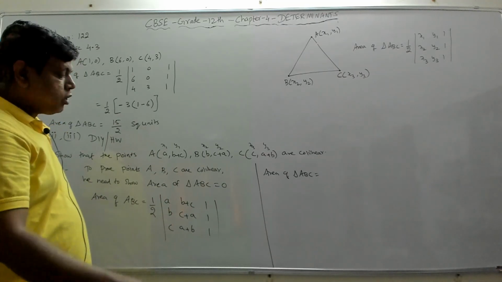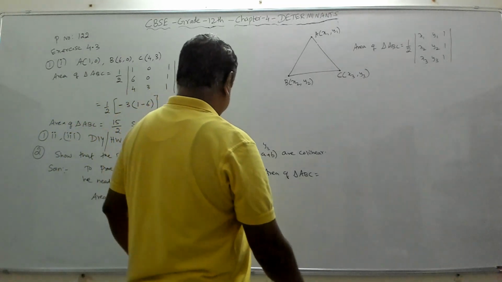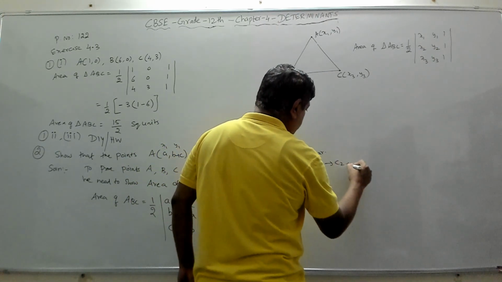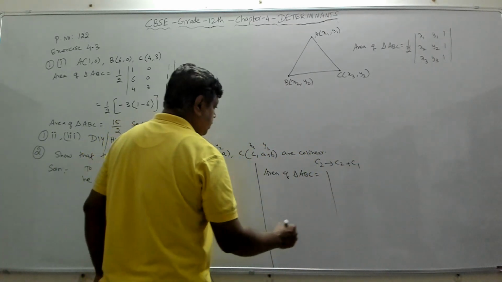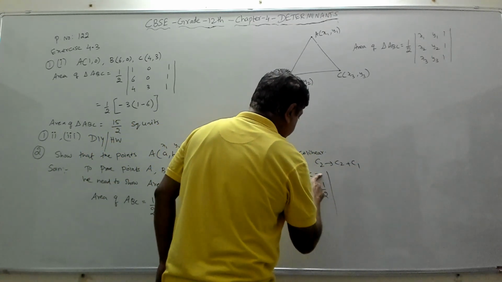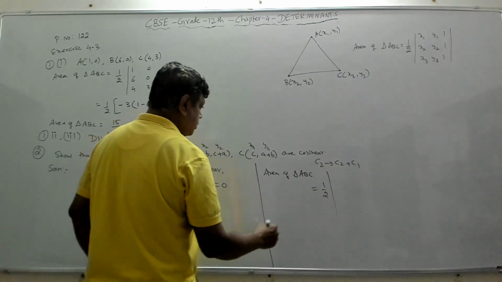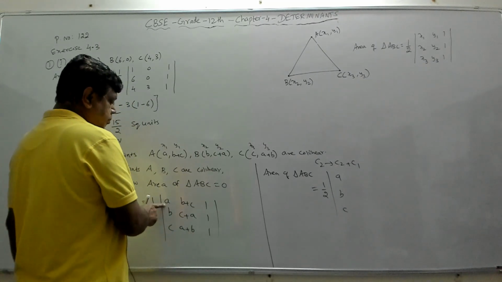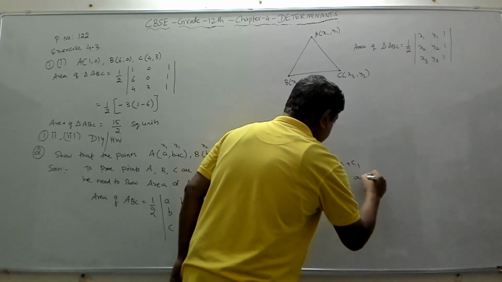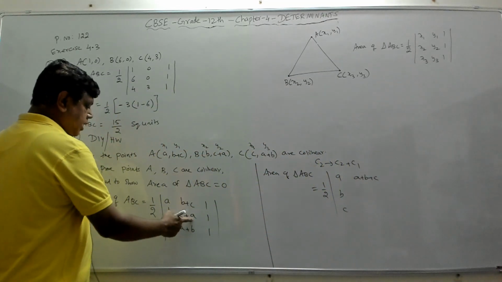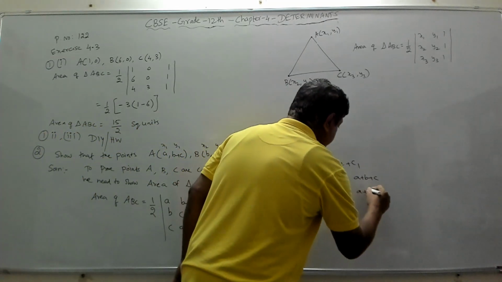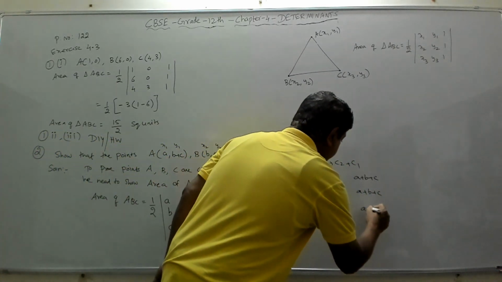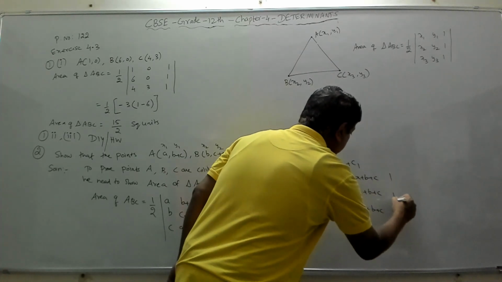That is your third property, right? So here we'll apply the operation C2 implies C2 plus C1. Then C1 no change. So I'll say half of C1. C1 is no change, A, B, C, and C2 is C2 plus C1. So B plus C plus A will give me A plus B plus C. Then C plus A plus B will give me A plus B plus C. Then A plus B plus C will give me A plus B plus C. The third column is 1, 1, 1.